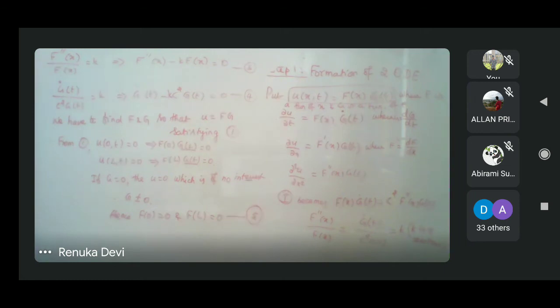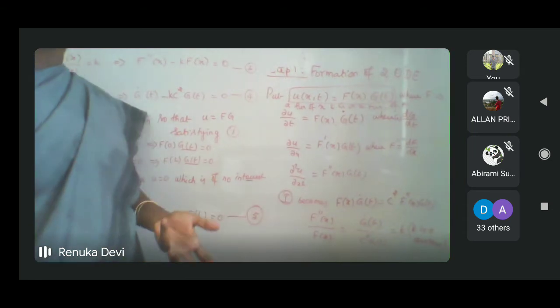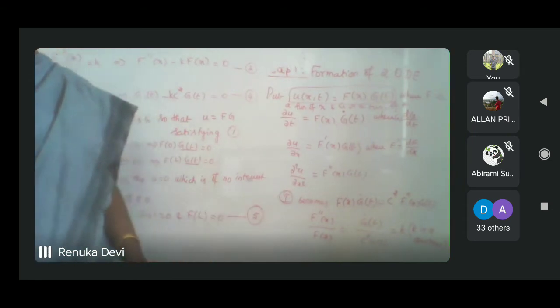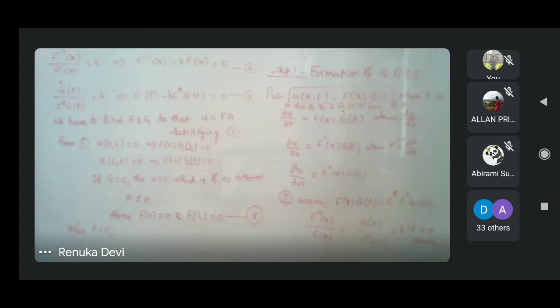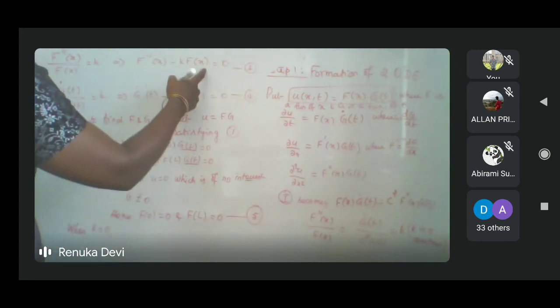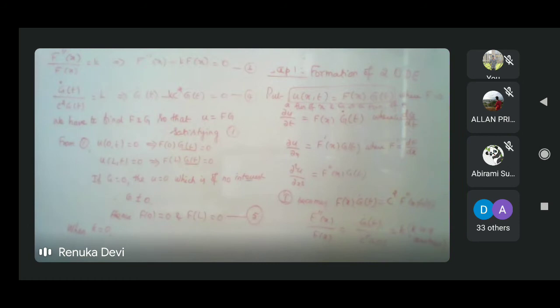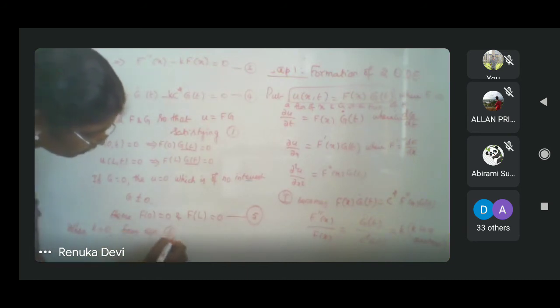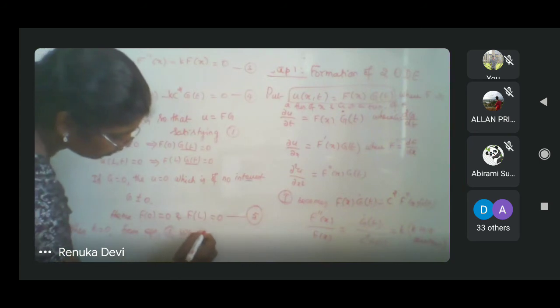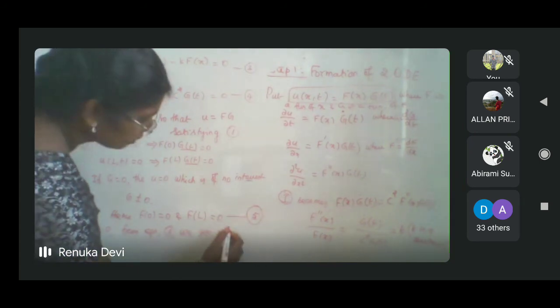Okay. Now, k is taken as a constant, isn't it? The k may be either positive, negative or 0. Suppose I take k as 0. So when k equal to 0, from equation 3, we get f double dash of x equal to 0.